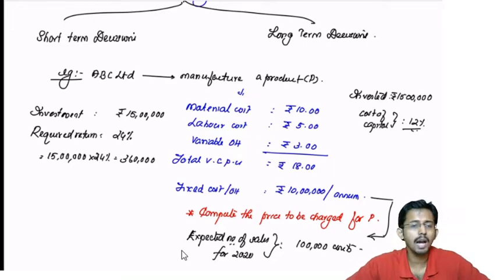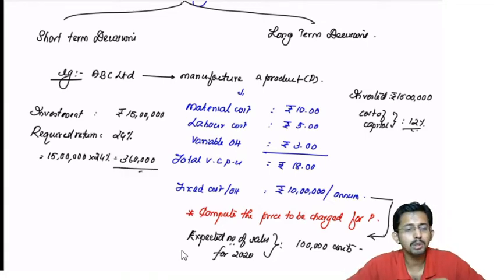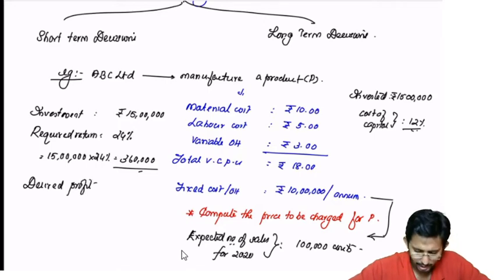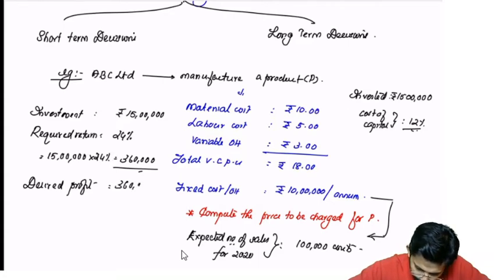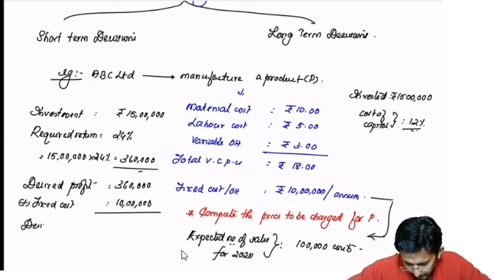Now, what I have to do? That is the profit I am looking for. Am I right? Now I need to earn this much profit. So what should be my pricing for the products? That is what I need to compute. So desired profit. Assume that there are no tax impacts and all. So desired profit is 3,60,000. Now what should I do? Add the fixed cost. What is the fixed cost? Fixed cost is 10 lakh. So what is the desired contribution?